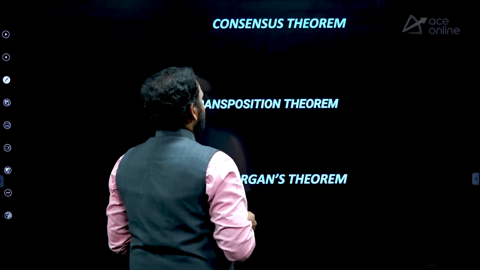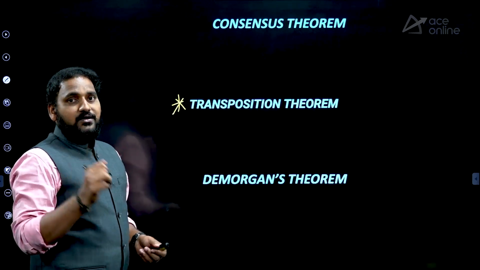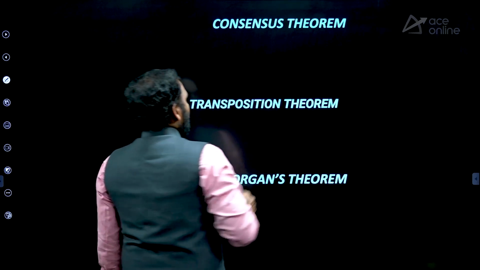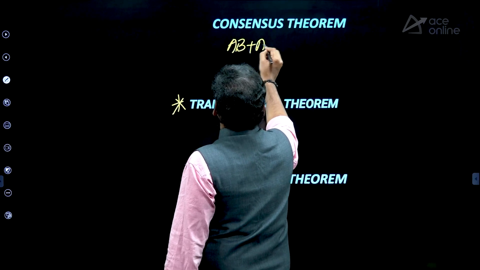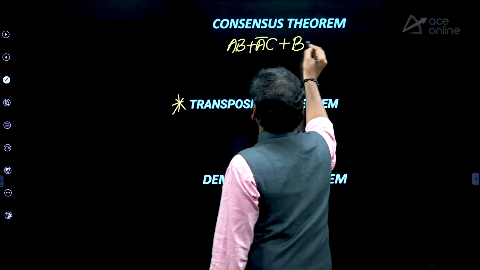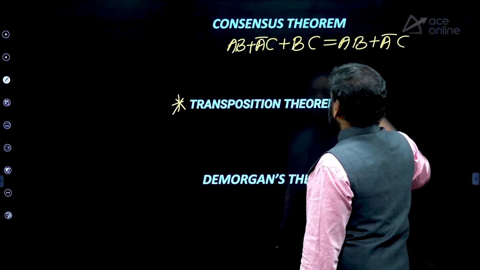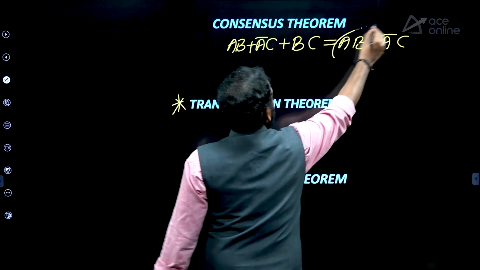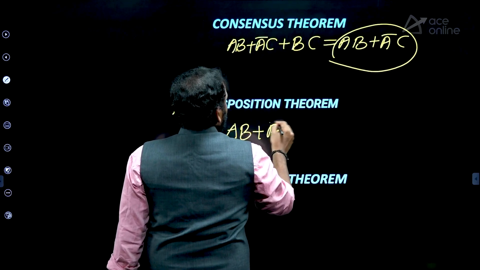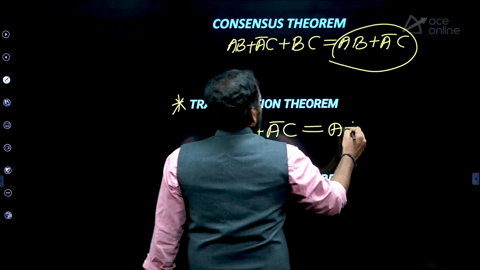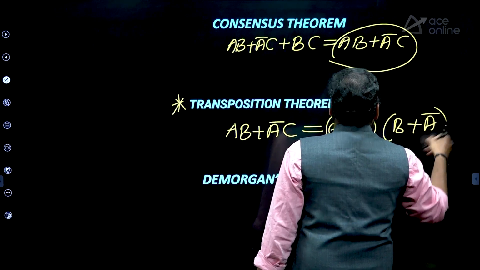Consensus theorem and transposition theorem. Transposition theorem also sometimes helps us in universal gate design. What about the consensus theorem? AB plus A bar C plus BC can be resolved into AB plus A bar C. What is the transposition? You take this result AB plus A bar C, and we can write it as A plus C dot B plus A bar.